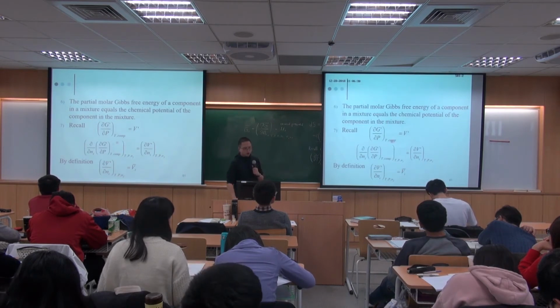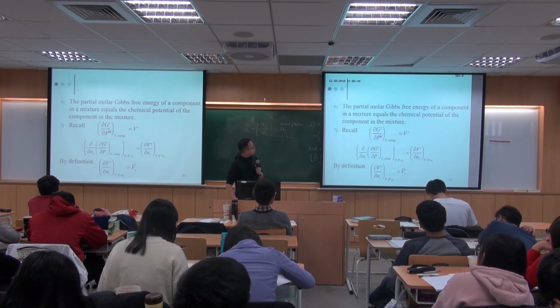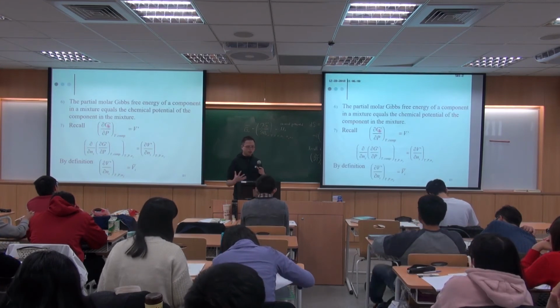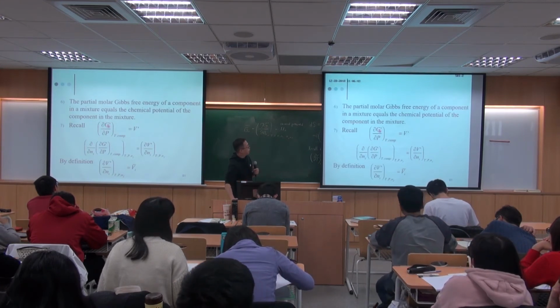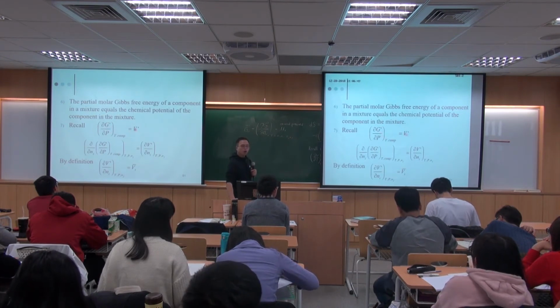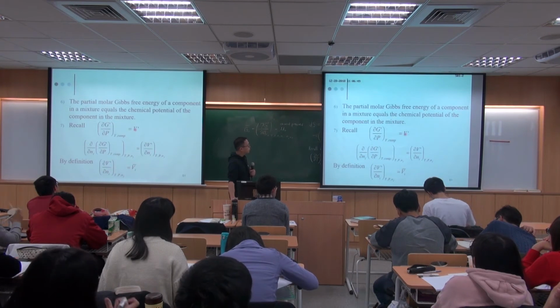And if you recall that partial G, partial P is the volume. If you consider this G prime, the Gibbs free energy of the whole system, and you take that derivative against pressure, you'll get the volume of the whole system, which is V prime.